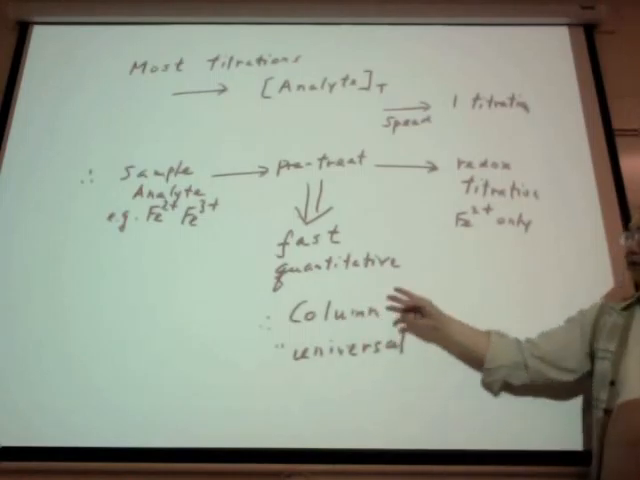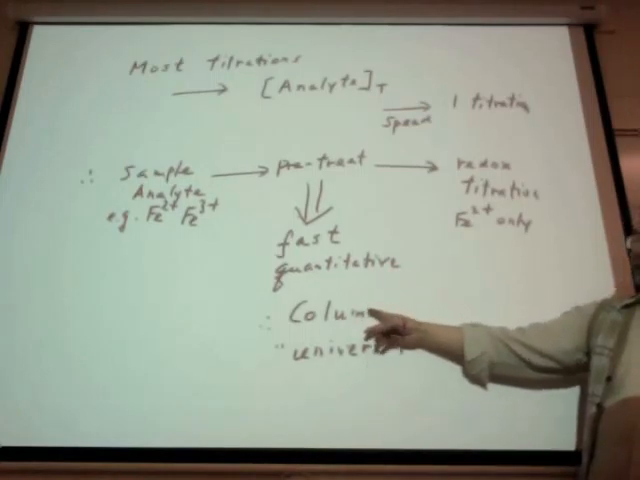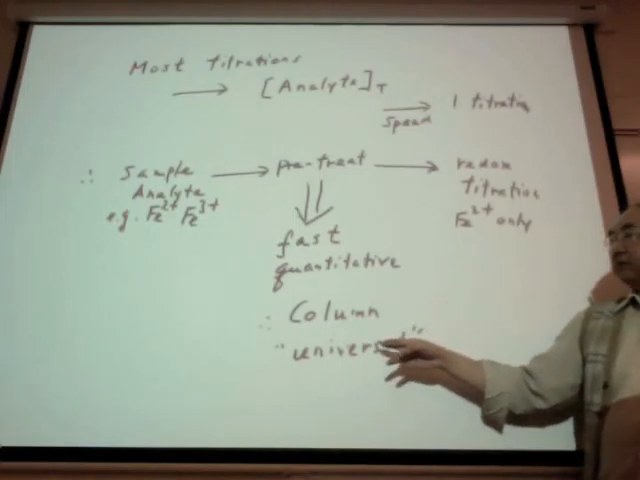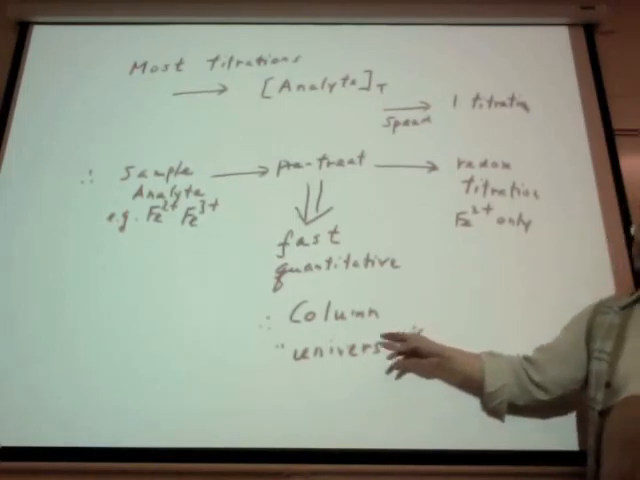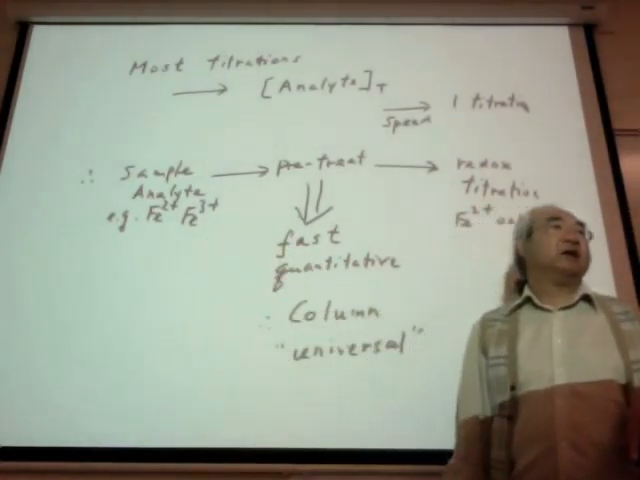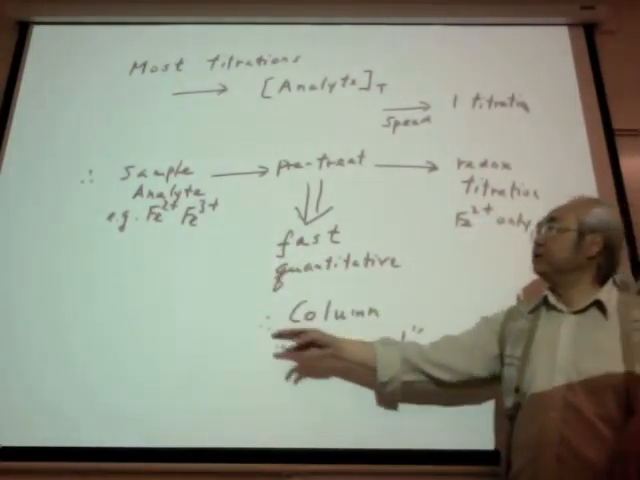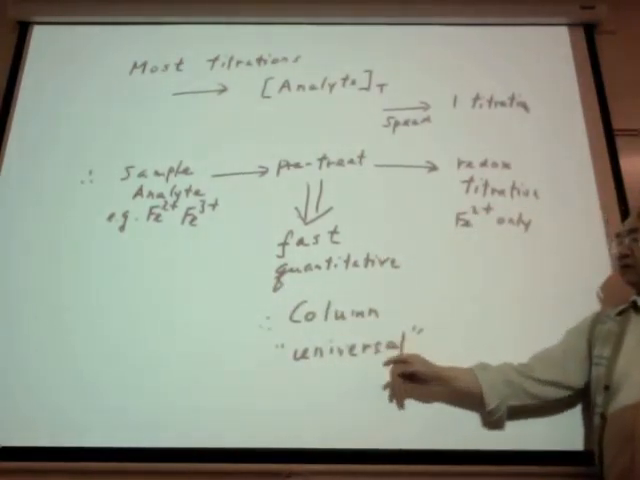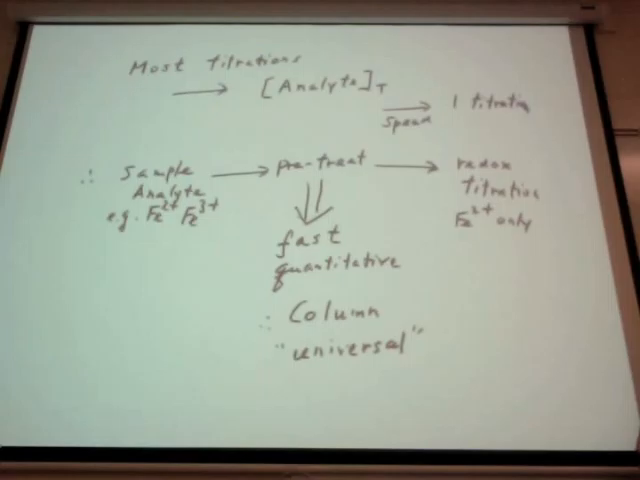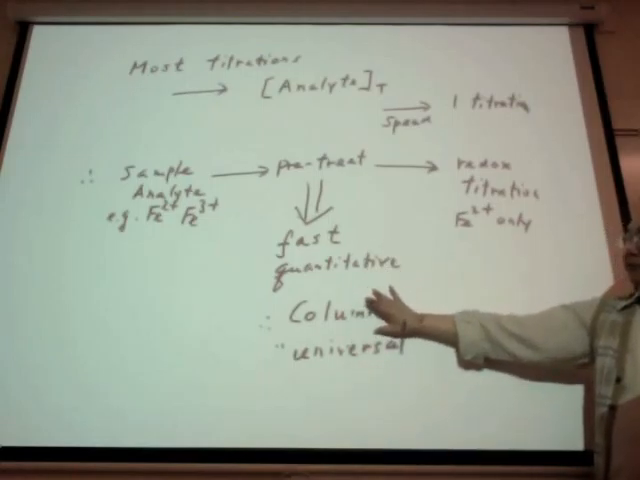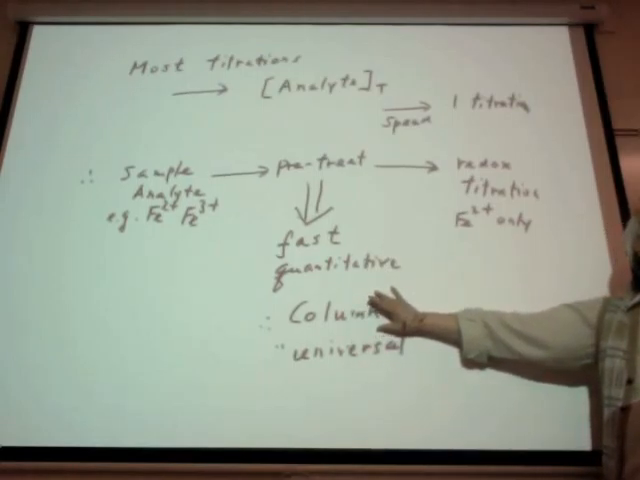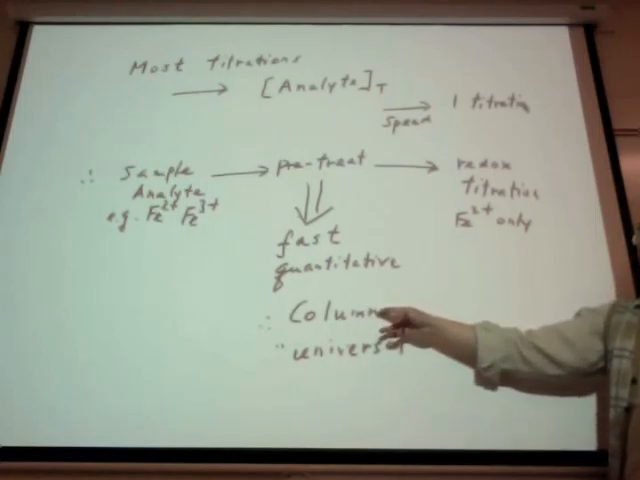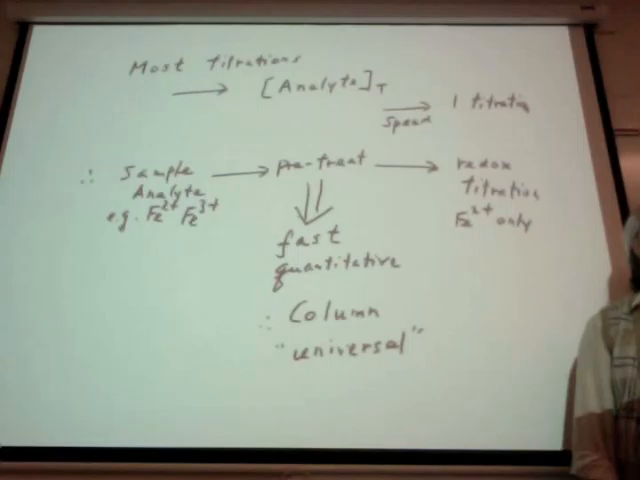So that is fast. And desirably, you want the column to be universal, that can work on as many elements as possible, as many analytes as possible. So this is a desirable feature. So if you could come up with good columns, or chemical columns, then it could carry your name.